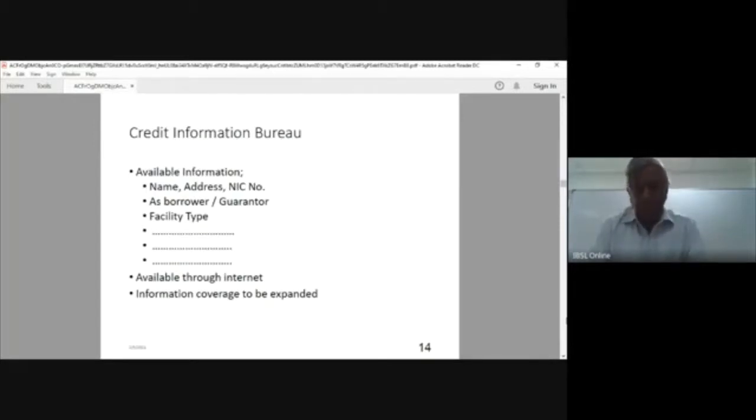This information is also available through the internet. Bank managers can use their password to collect the CRIB report in regard to a particular customer. And as I told you, the information coverage is to be expanded. They are going to get the information about bill payments, that is electricity bill, water, utility payments. That also they are going to include in this CRIB report. Okay, right. Fine.